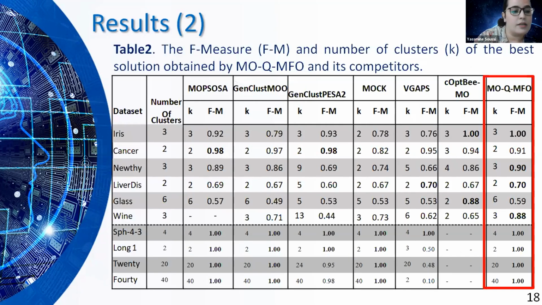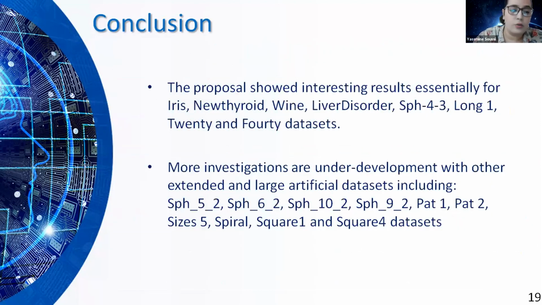The comparative clustering results of MOQMFO and related heuristics based on F measure and number of clusters are shown in table 2. The last column in the table, colored in red, shows results related to MOQMFO. We can see that MOQMFO detects the real number of clusters with all datasets and reaches the optimal value of F measure with iris, new thyroid, liver disorders, wine, and all artificial datasets. In conclusion, we can say that the proposal showed interesting and comparative results compared with other algorithms.